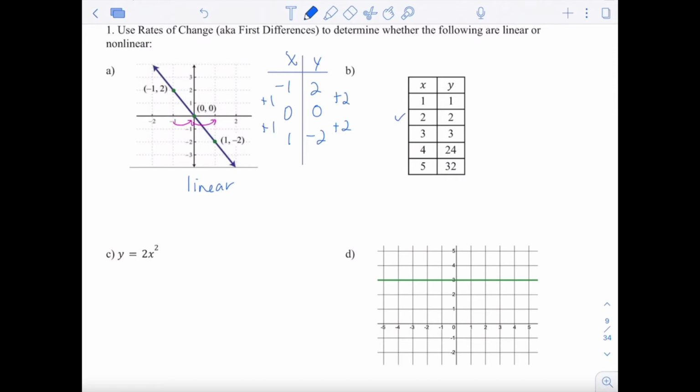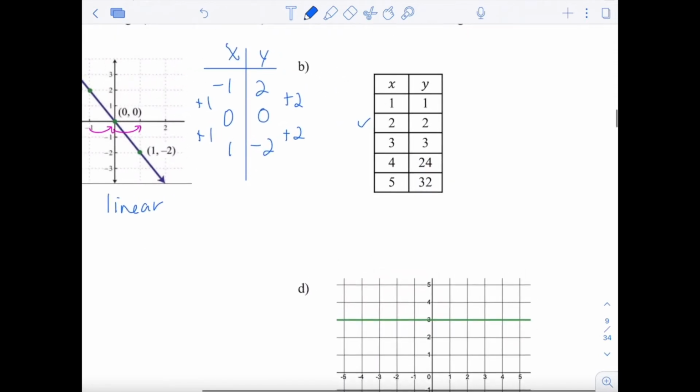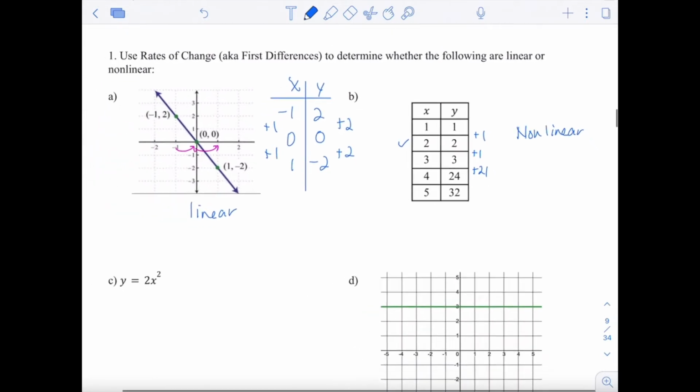I can see the pattern in X values for B. For Y, I see +1, +1, then +21. As soon as it does that, I know. I don't know what it looks like, but I definitely know it's not a line, so it's nonlinear.